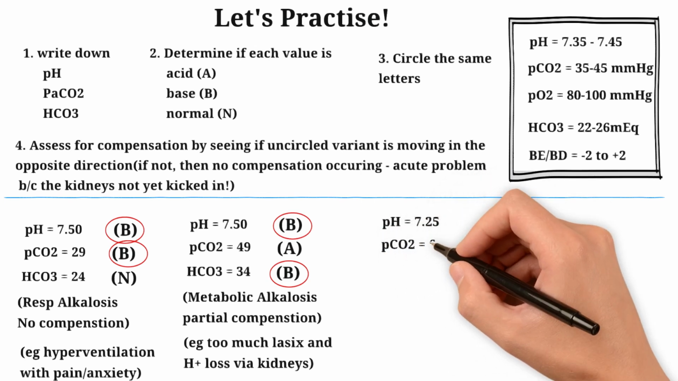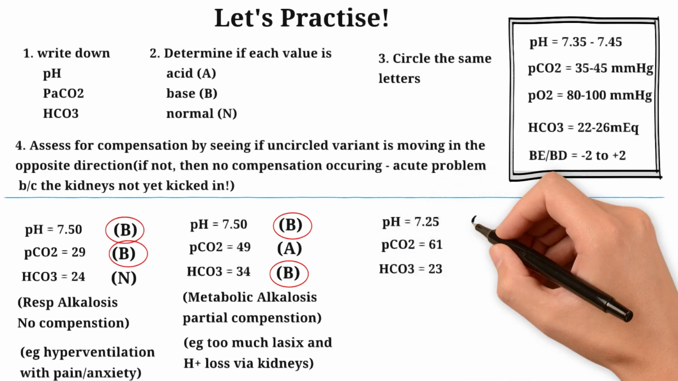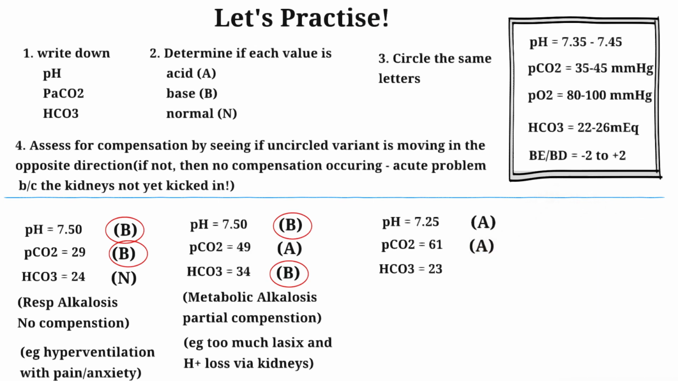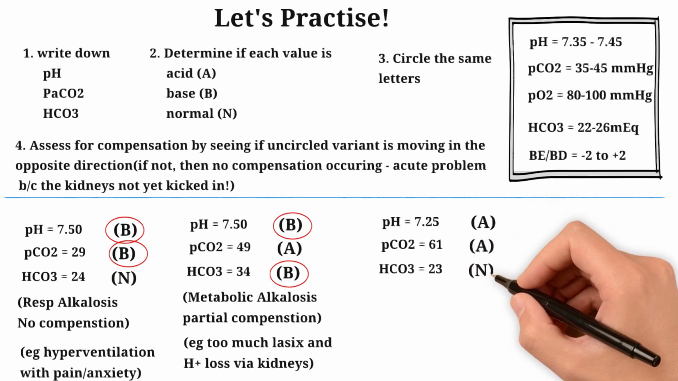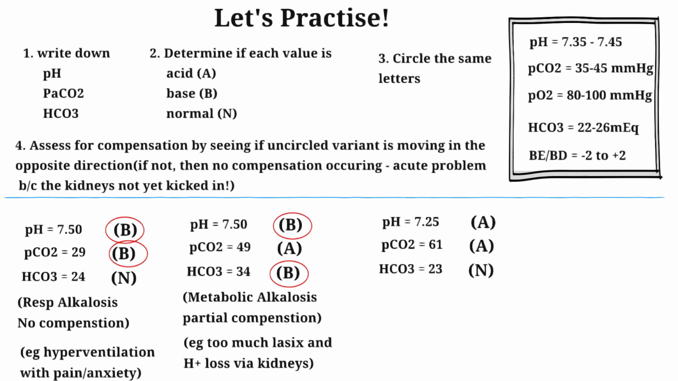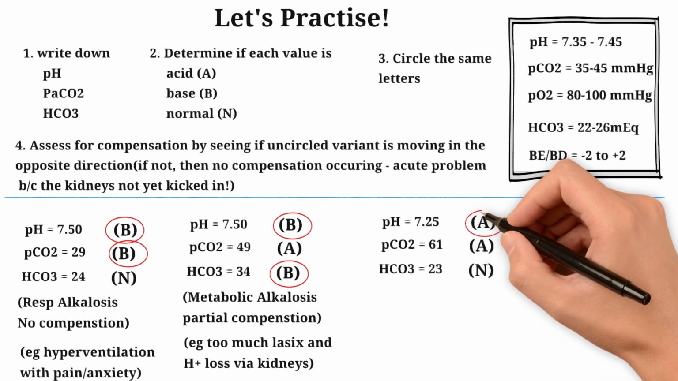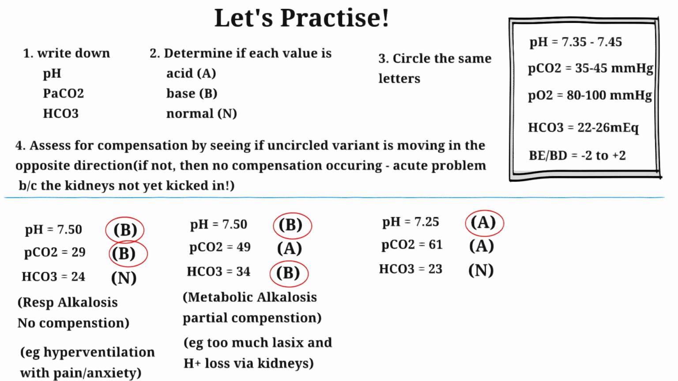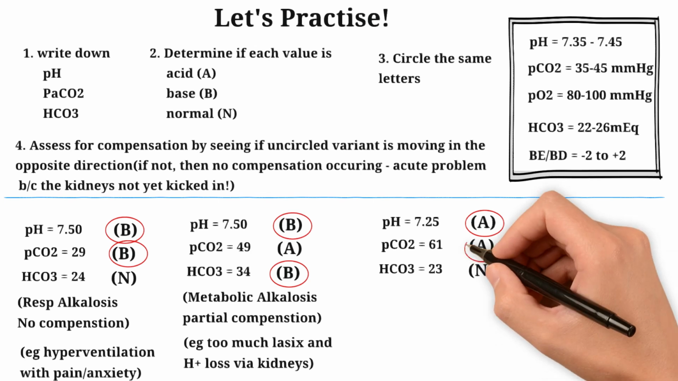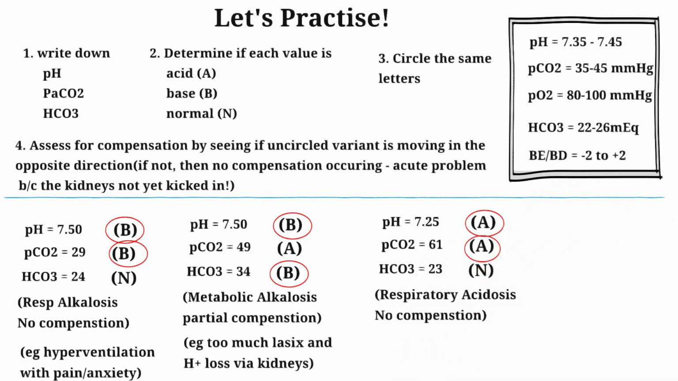Thirdly, pH 7.25, CO2 61, bicarb 23. So the first two are acids, they're acidotic. Our bicarb is normal. So we've got a respiratory acidosis going on here because we circle both those. Remember, PCO2 is a reflection of the lungs. And we've got an acidosis, no compensation in this instance. And an example of that, can you think of one yourself? Well, it might be a narcotic overdose where we're under breathing, hypoventilation, not blowing off enough CO2. So we've got the high CO2 there.